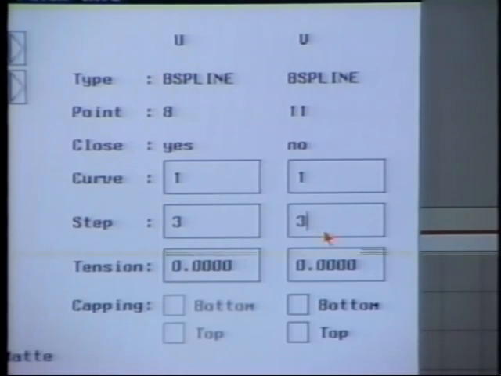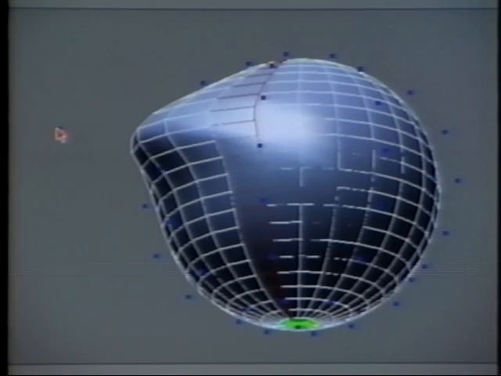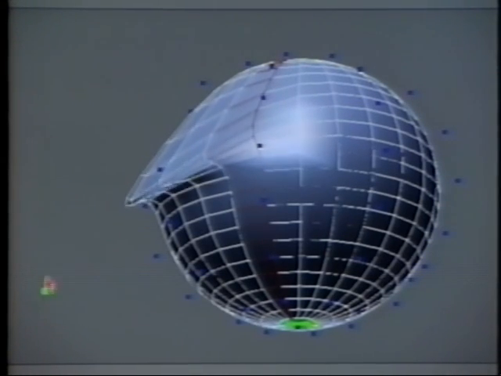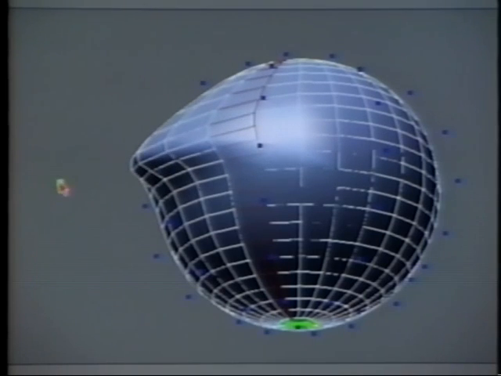Above these step values, the curve settings only affect the wireframe display you see in the viewport, not the shading or rendering of the object. We can set our curves to 3 and 3, matching a 3 by 3 step subdivision for the surface.